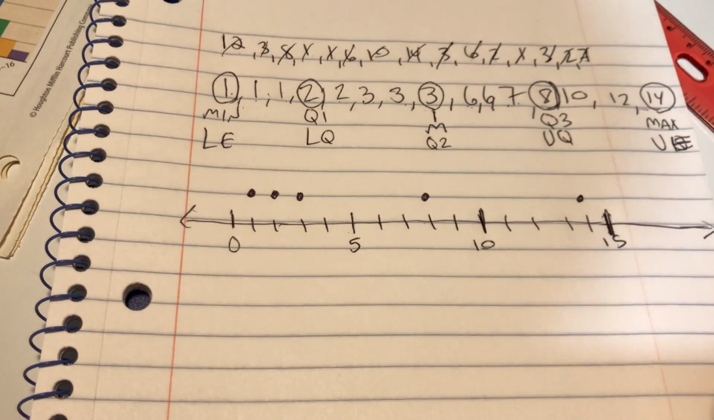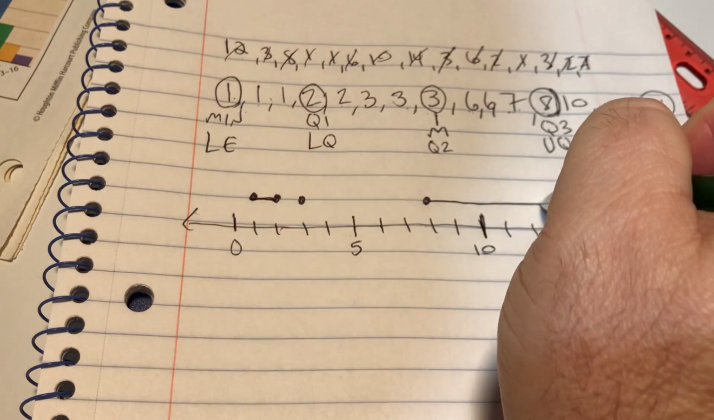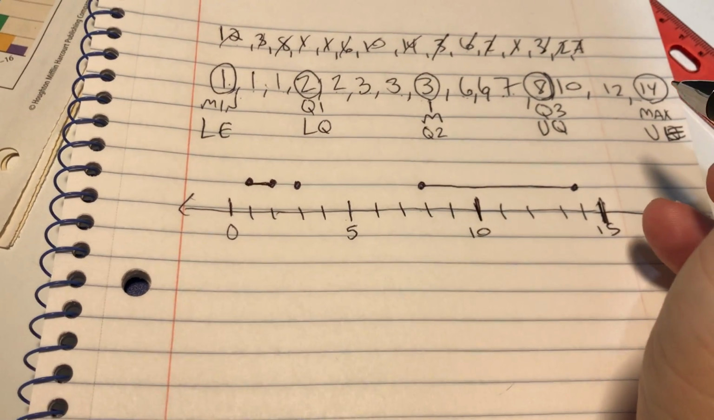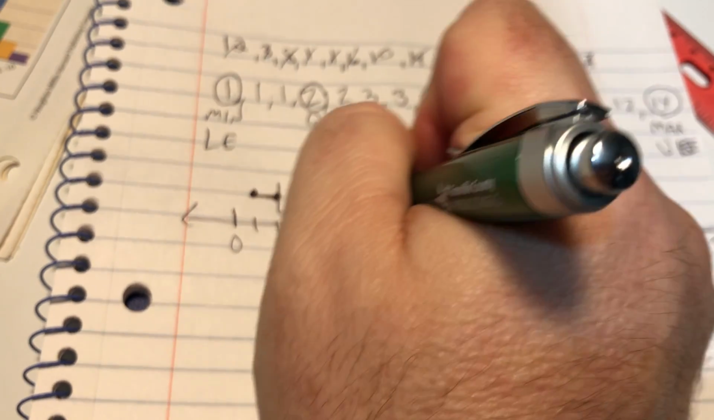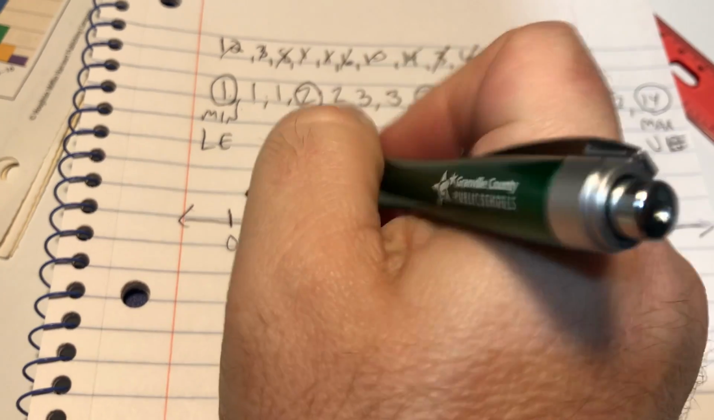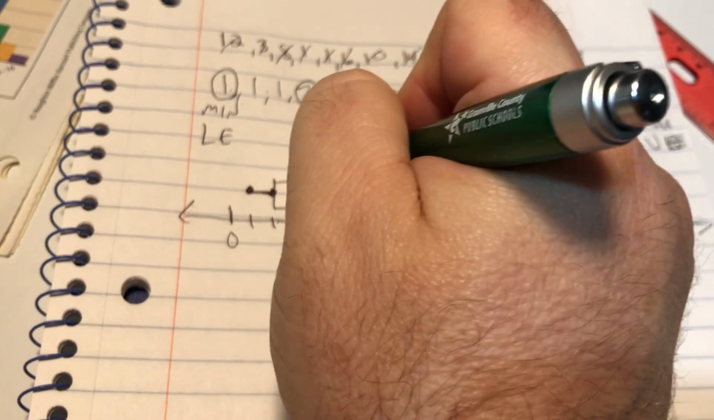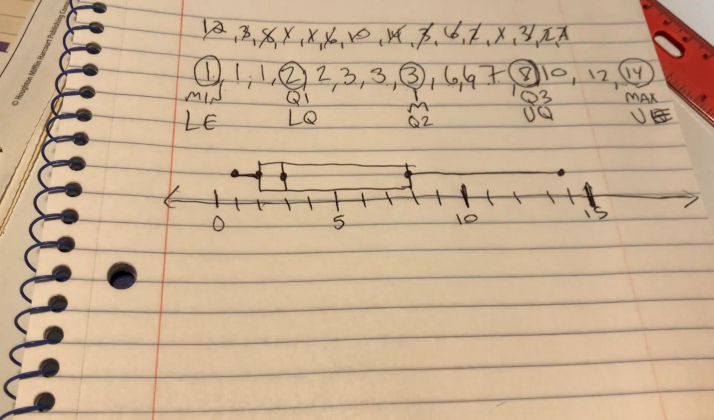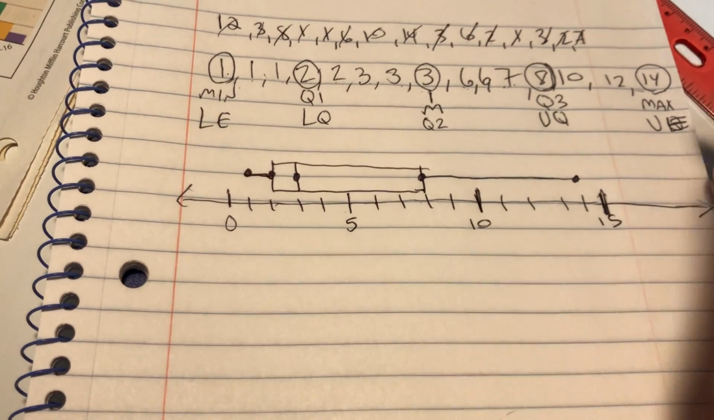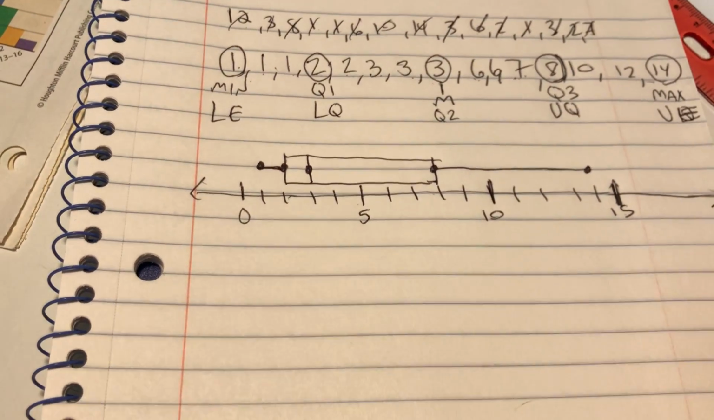Now we create our box plot. The lines on the outside connect like this. Now some people will call this a box and whisker plot, and those are called the whiskers. The middle 3 dots will form your box, and the line in the middle will always be your median. So we have constructed a box plot, or also called a box and whisker plot.